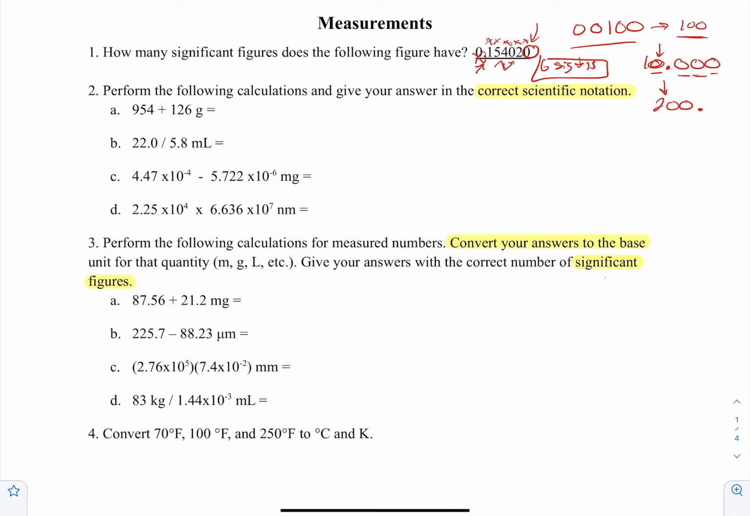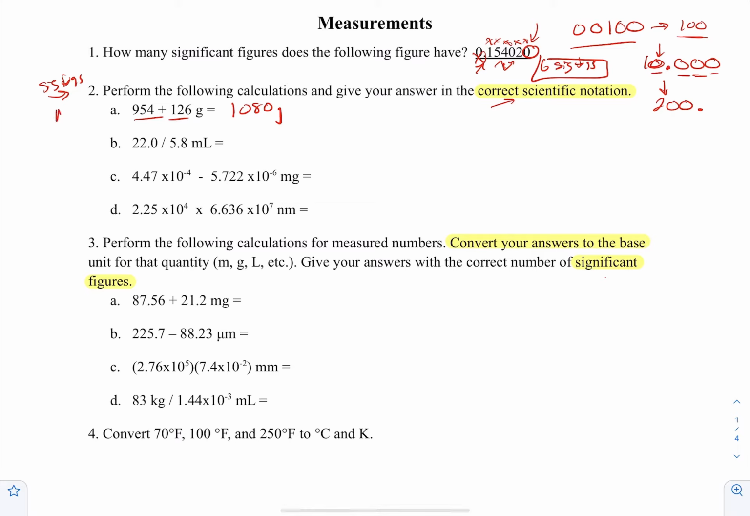All right, so significant figures in addition and subtraction. It doesn't say here, but I didn't include it, but we should have included sig figs here as part of the instructions. And they want us to give our answers in scientific notation. So let's add these two together. When we do that, we get 1,080 grams.